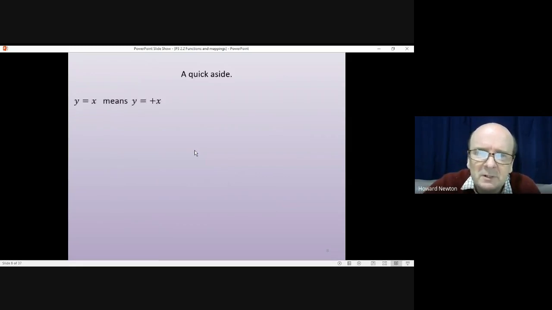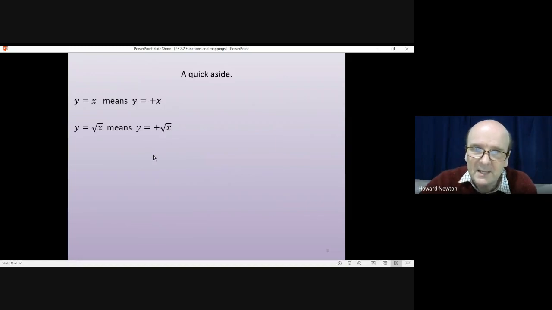Now, a quick aside here. It's a small point, this, but it frequently causes confusion. It even confused me just last week when I was looking at a particular question. If you write y equals root x, there's no plus in front of the x, but you know it means y equals plus root x. This is slightly less obvious and turns up in slippery ways. If you ever see y equals root x written down, exactly the same as above. If they write y equals root x, that means y equals plus the square root of x.